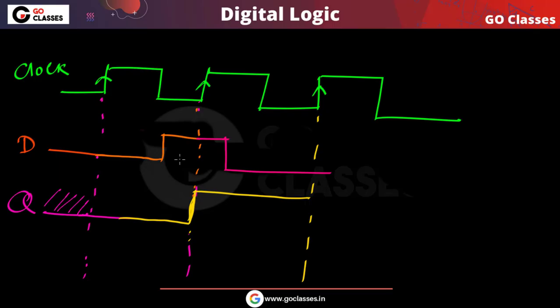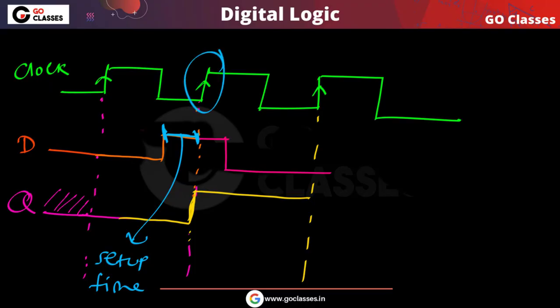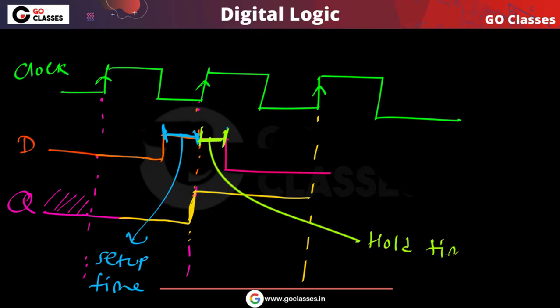Now you can notice this time duration before this rising edge. This is the time duration before the rising edge when the input D must be stable. This time duration before the rising edge is called setup time. And after this rising edge, the input D must remain stable for some time. This is called hold time.